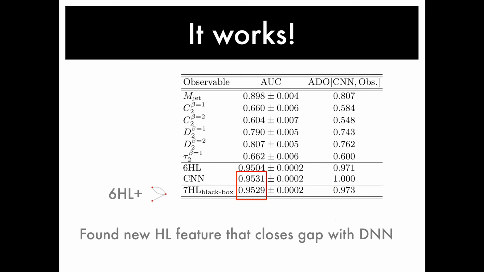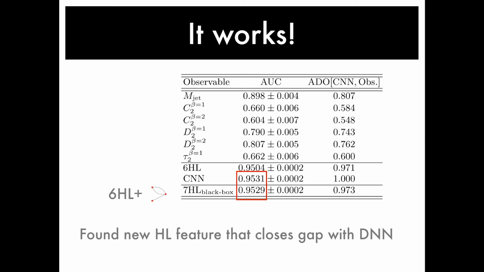And so what we did is we plugged this new feature in with our other variables, the 6 high-level features, and we combined them into a new network that has 7 features. And we see that its performance now matches that of the deep network, the convolutional neural network. They both have this performance of 0.953.